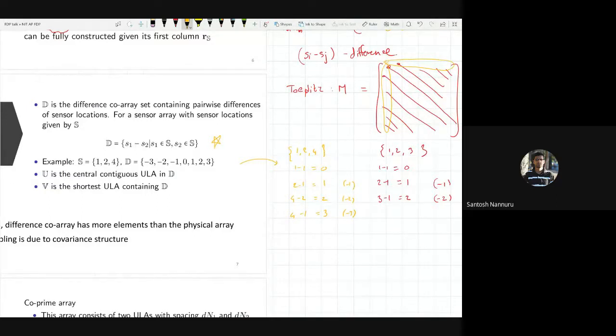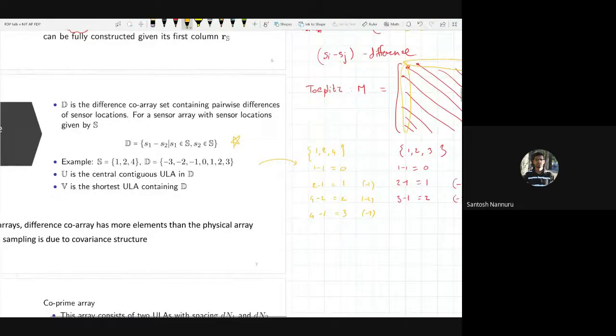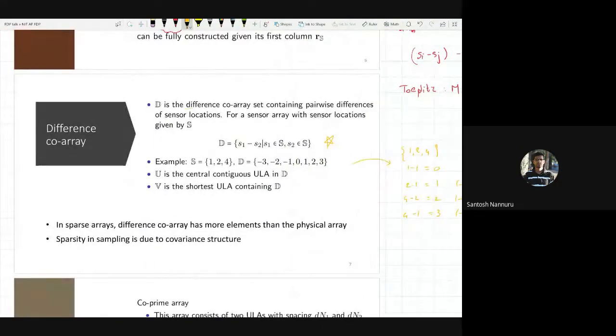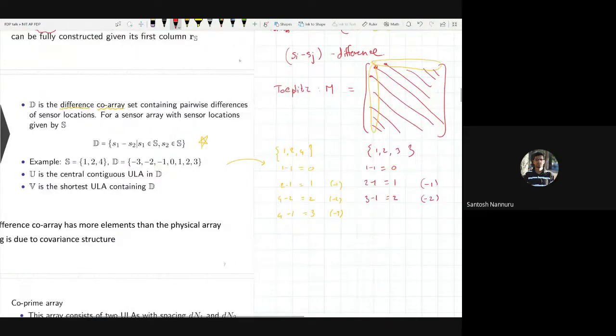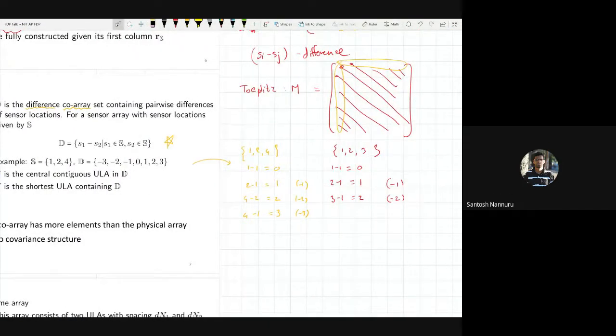The difference set is bigger here, even though the set S is of the same size. 1 to 4 has 3 elements. 1 to 3 has 3 elements. But here the difference set has more elements, whereas for 1 to 3, the difference set had fewer elements. You see? So this difference set, or the difference coarray, is the important thing here. How many entries the difference coarray has becomes important.